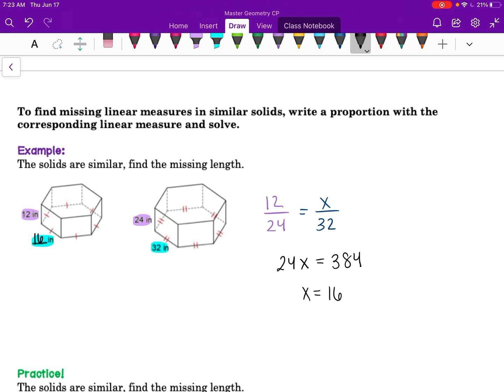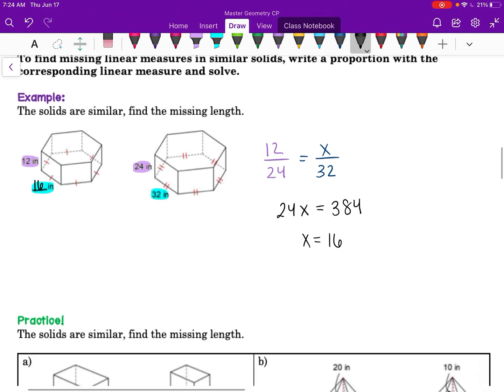So again, we're just setting up a proportion using those corresponding linear measures or lengths in our prism, and then we're cross multiplying and solving for that missing length. Pause the video and try the two practice problems on your own.